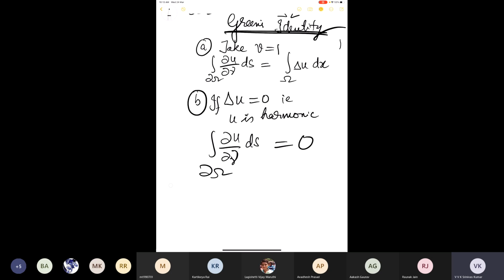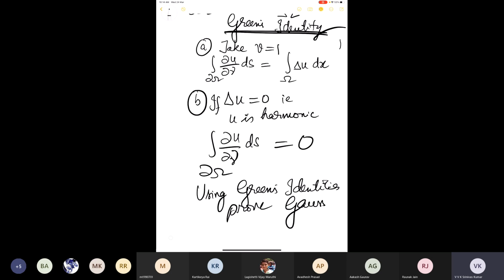So once we have Green's identity, we can now prove, using Green's identities, the Gauss mean value theorem. Yesterday we introduced what the Gauss mean value theorem is.